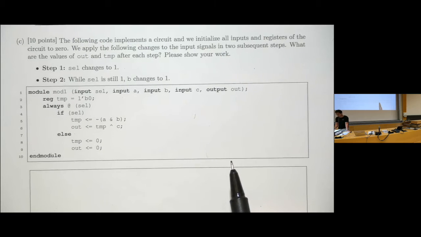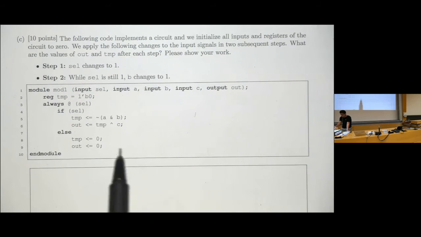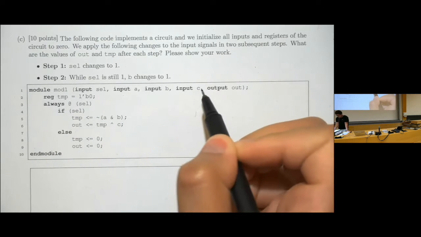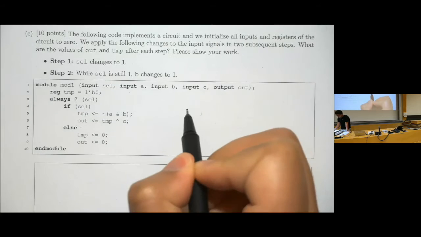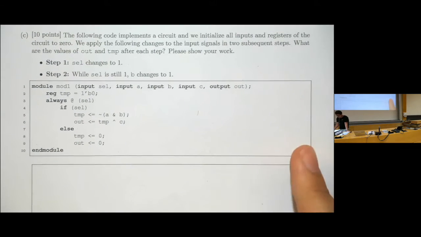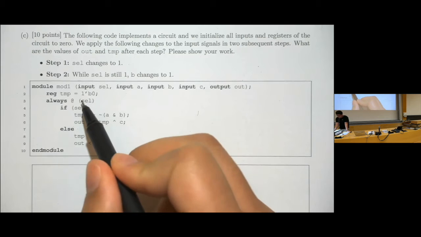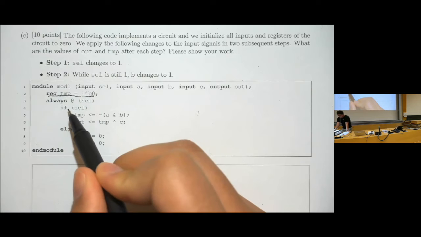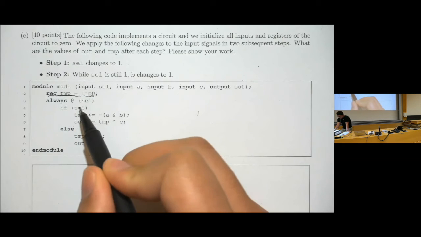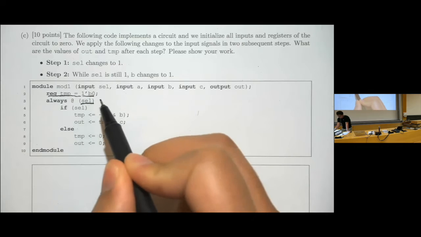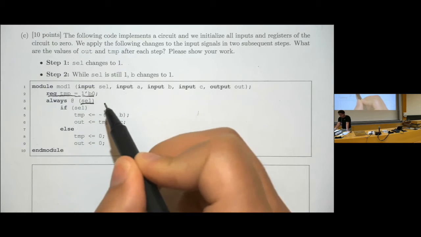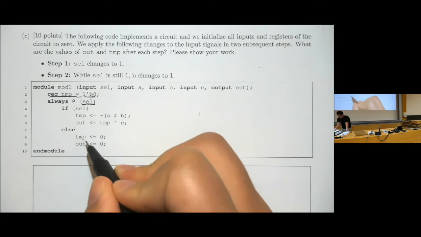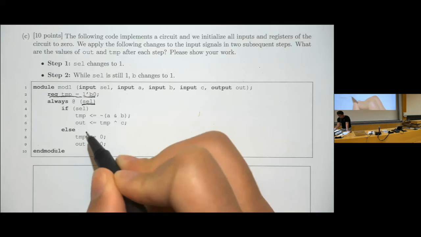And in step 1, okay, maybe before I talk about the steps, I talk about what the code is doing. So this time it has 4 1-bit inputs, select, A, B, C, and a 1-bit output, out. And inside the module, we define a register that's assigned to 0. And we have an always block here that's triggered when the select signal changes value. So there is an if statement here and an else statement that complements it.